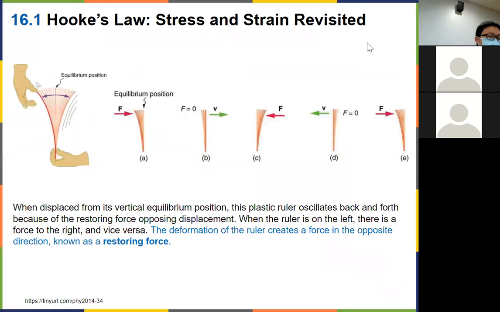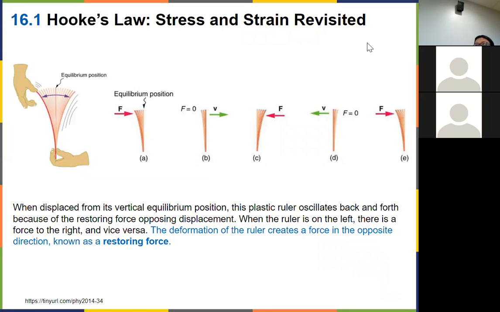So first we'll be looking at this example. If you have a ruler, you can hold one end stationary, and if you pull the other end slightly offside and release it, you will see that it goes back and forth. So you'll be vibrating.